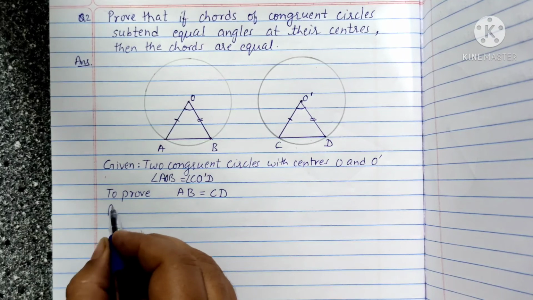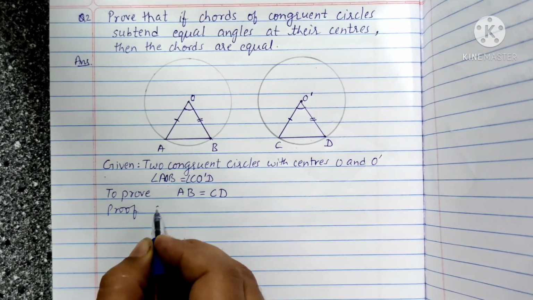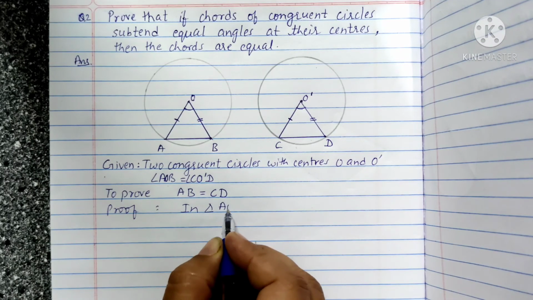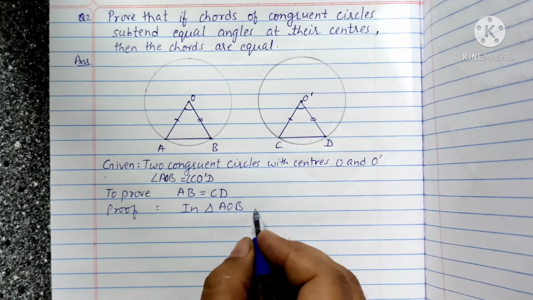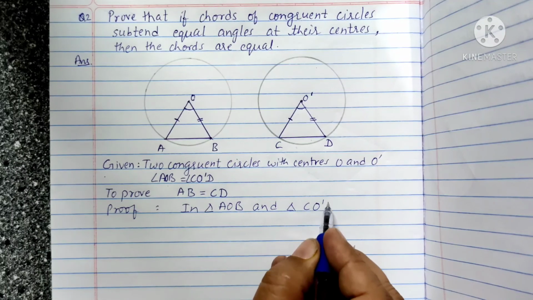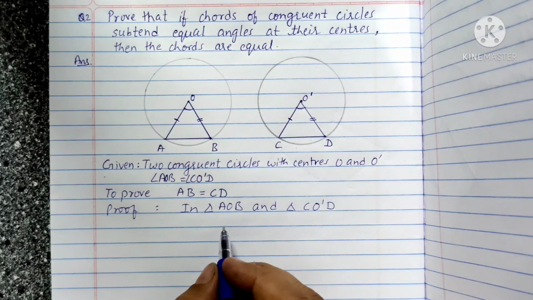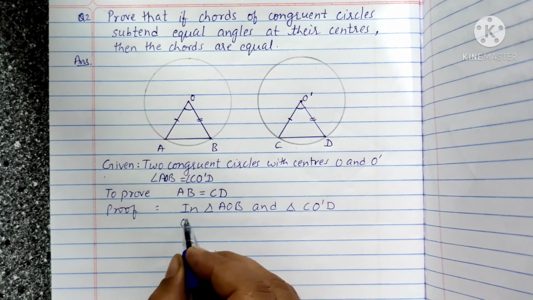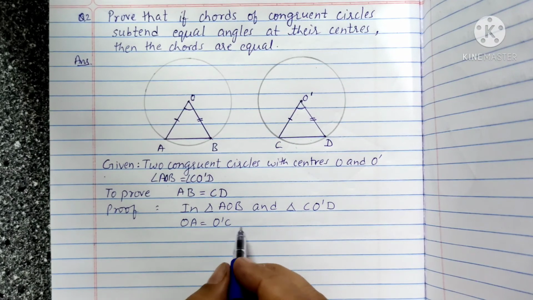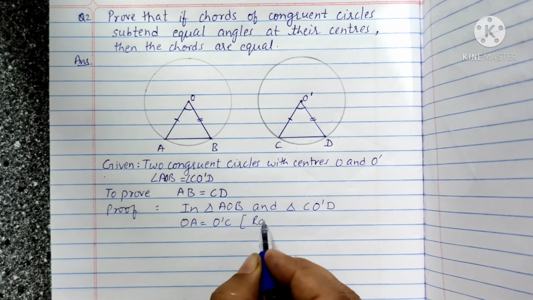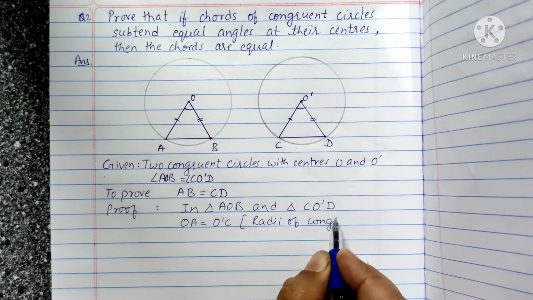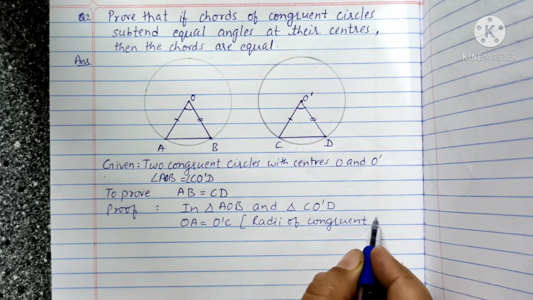For that we will need to prove the two triangles congruent. So in triangle AOB and triangle CO'D, we are going to prove these two triangles congruent. OA is equal to O'C, as we know that radii of congruent circles are equal.